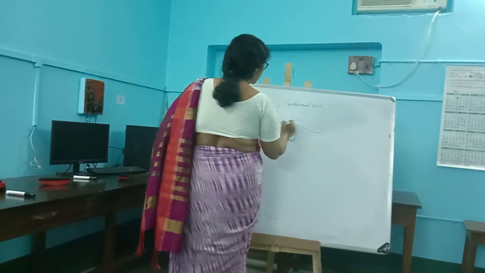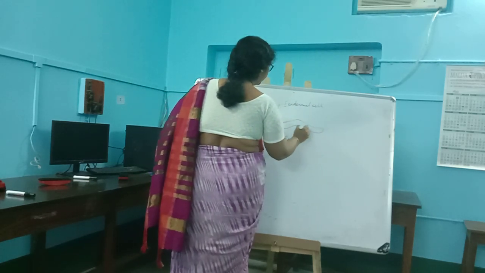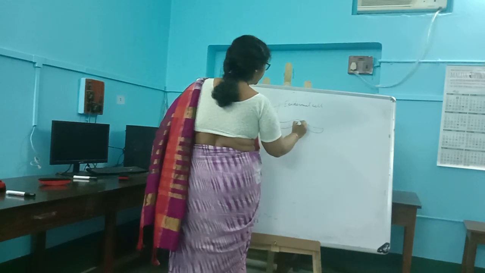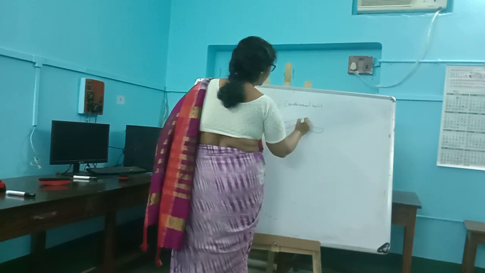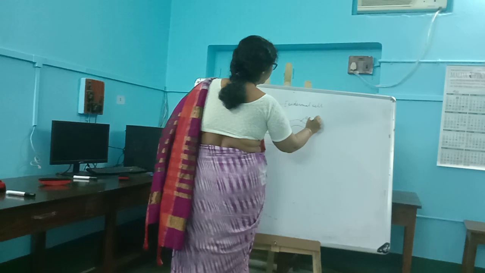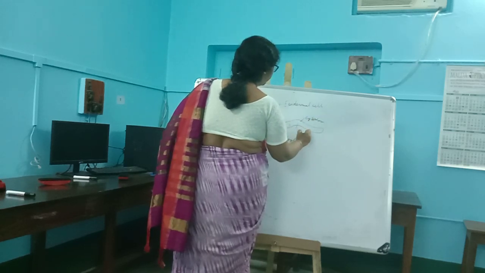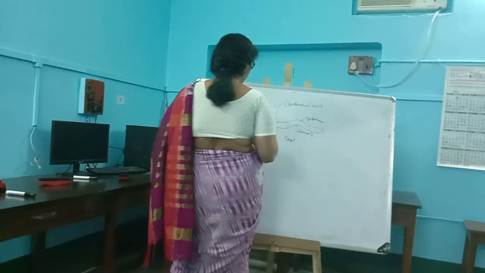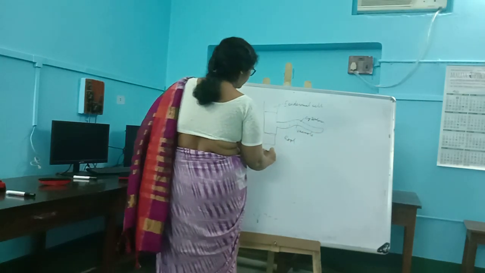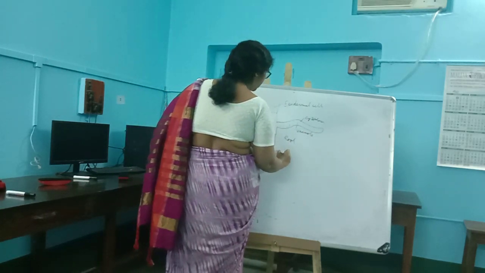Okay, you will be getting the cytoplasm like this at the side. At the center you will be getting the vacuole. So the cytoplasm will be at the side and you will be getting the vacuole at the center like this. Okay, so this is a rough sketch of the root hair.